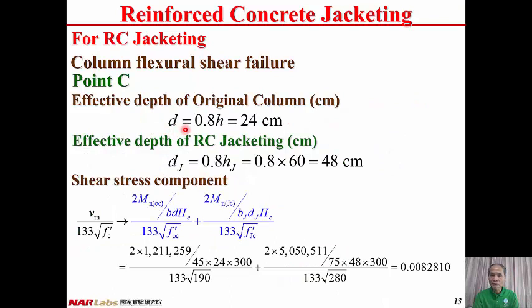And this is the effective depth of the original column, and the effective depth of the RC jacketing increased from 24 centimeters to 48 centimeters. And the shear stress equal to 2 M divided by B D Hc, divided by 1.33 square root of fc prime. Here is the compressive strength of the original column, plus the second term contributed by the reinforced concrete jacket. And the final result is 0.008 and something.